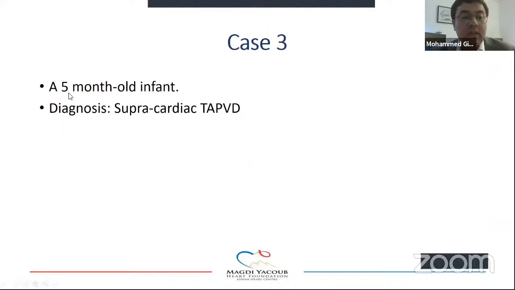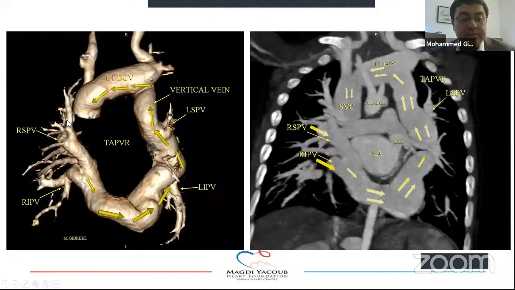Case three: a 5-month-old infant diagnosed as supracardiac total anomalous pulmonary venous drainage, as you see here. This is a VRT image displaying the pulmonary veins, right pulmonary veins and left pulmonary veins, and this is the venous confluence. As you see here, this is the left-sided unobstructed vertical vein draining into the left brachiocephalic.